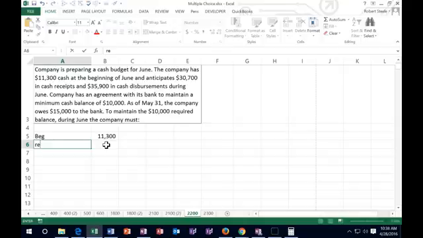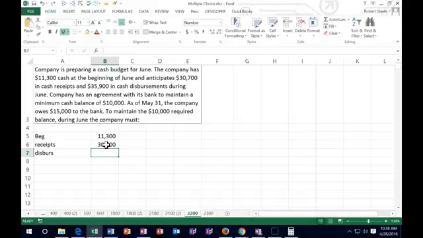And anticipates $30,700 in cash receipts. So I'm just going to say, all right, receipts. We think we're going to pull in another $30,700 cash receipts. And $35,900 in disbursements. So we're going to have to pay out. This is a budget, of course. Disbursements and receipts we're estimating. I'm just going to abbreviate. We're going to say 35. I'll make it a negative. Negative 35,900. And you'll note that I underline that with the underline here already. That cell's been underlined.